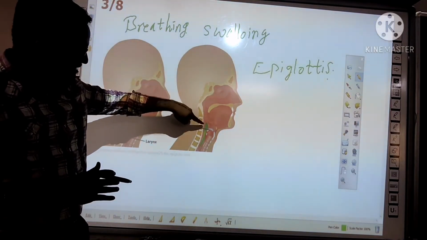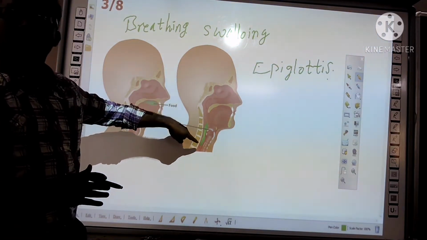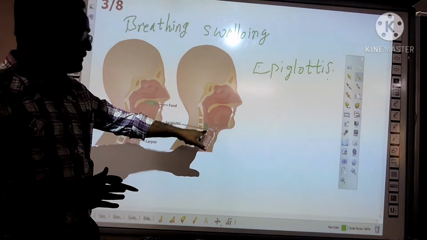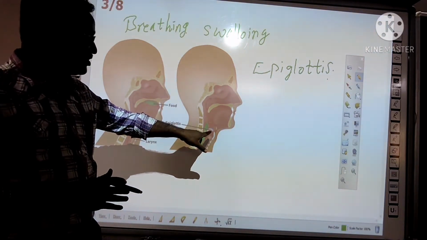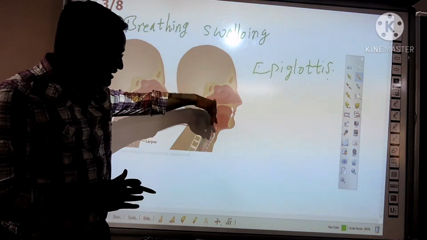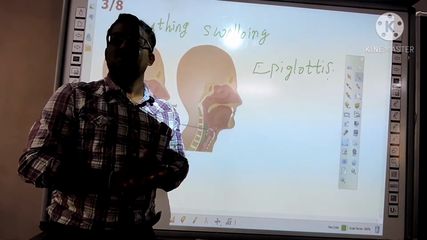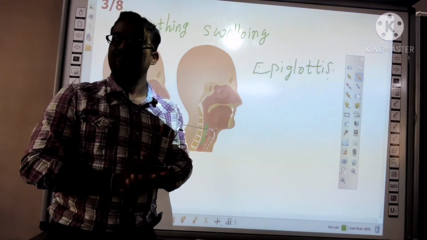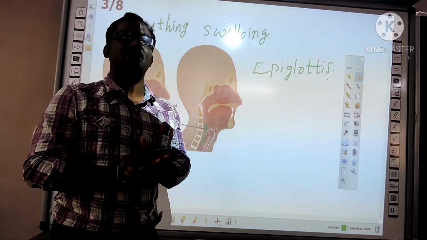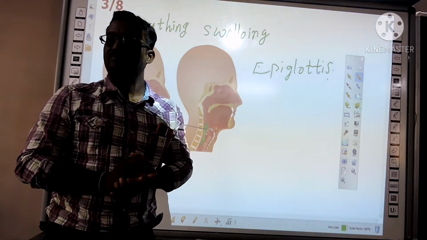See, the food has entered. This green color is the food that is entering the esophagus. So during the swallowing, what's happening in the epiglottis? It's closing the windpipe. So the food does not enter the windpipe. During the swallowing process, the epiglottis closes the windpipe. During the breathing process, it becomes widened and air enters into the windpipe. So it plays a very crucial role.